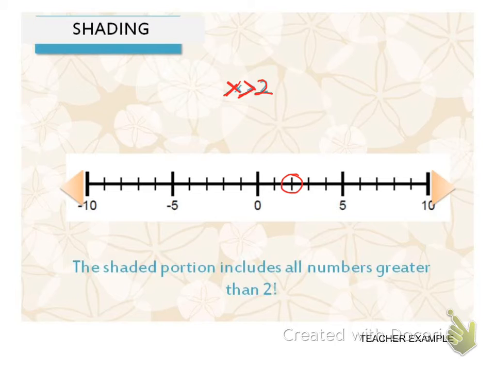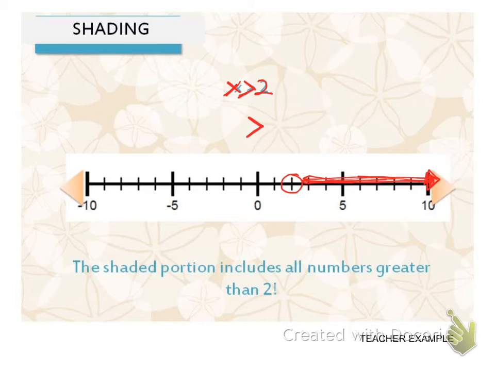Now, here's the shading part. If you will pay attention, this is the key to it. Do you notice how the greater than symbol points to the right? You see that? You're going to shade to the right. Shade in the direction it's pointing. So you're going to shade everything to the right, all the way to the end. Okay? So this graph says that it begins with the number 2 and it's everything greater than 2. So we just graphed x is greater than 2.